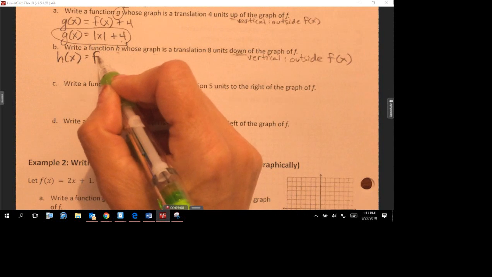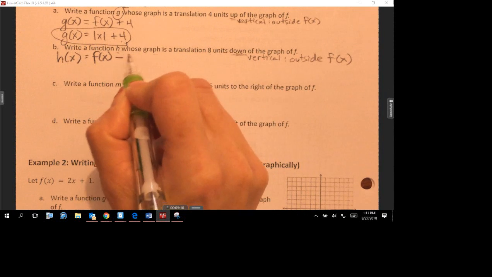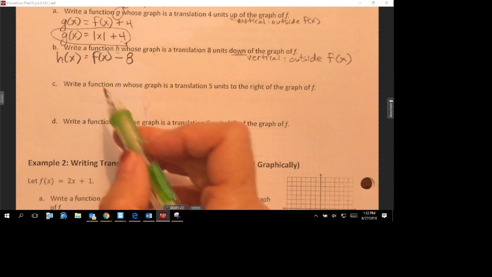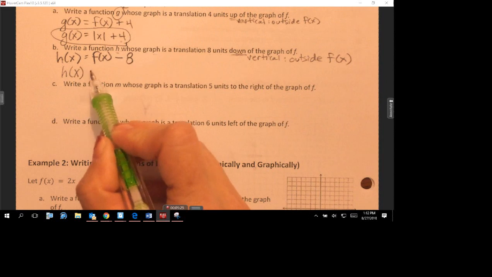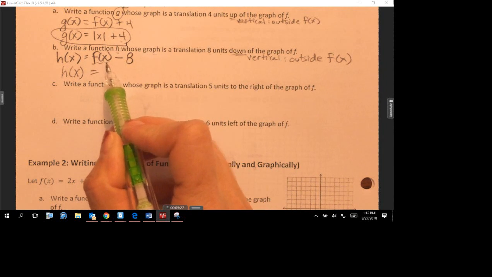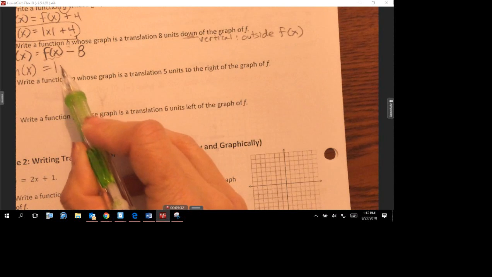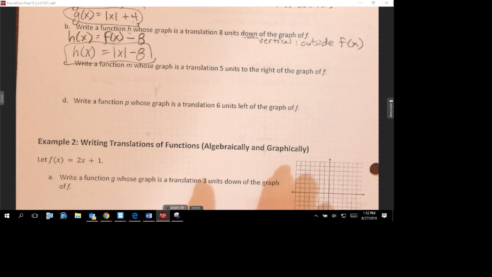So my function, take away 8. That's going to move it down 8. See, that's on the outside. But what is the function? What is the f of x? What is it equal to? What's this? Absolute value of x. It's right here. So that is our answer. If I'm off the screen, because I can't see what I'm writing, you guys just let me know.